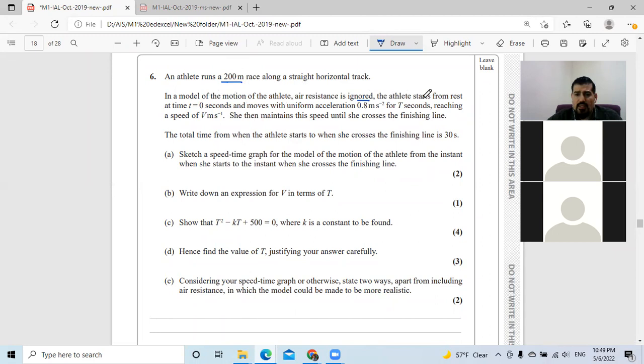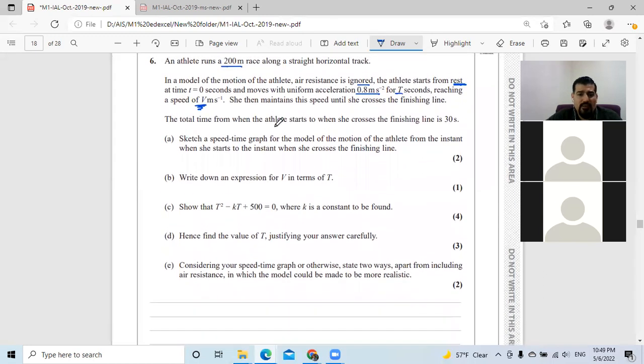The athlete starts running from rest at time equals 0 seconds, and moves with constant acceleration of 0.8 for t seconds, reaching a speed of v. She then maintained this speed as she crosses the finishing line. So the total distance is 200 meters. The total time from when the athlete starts to when she crossed the finish line is 30 seconds.